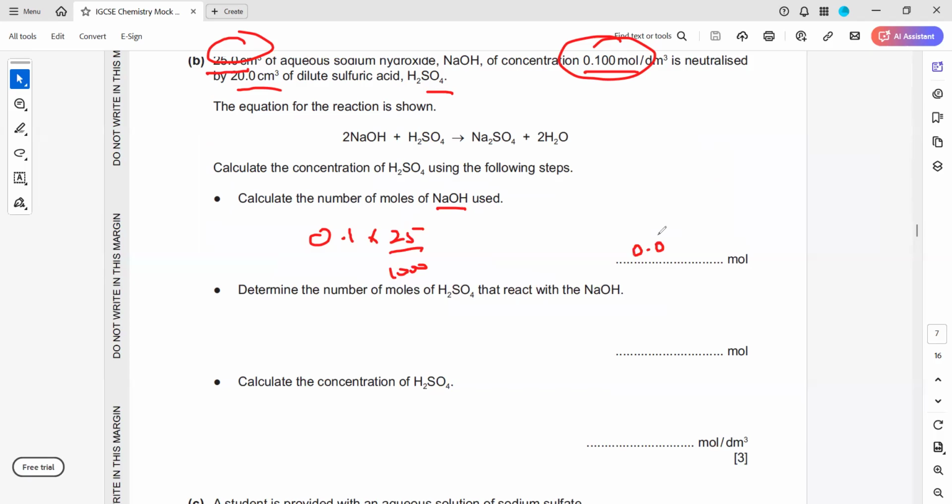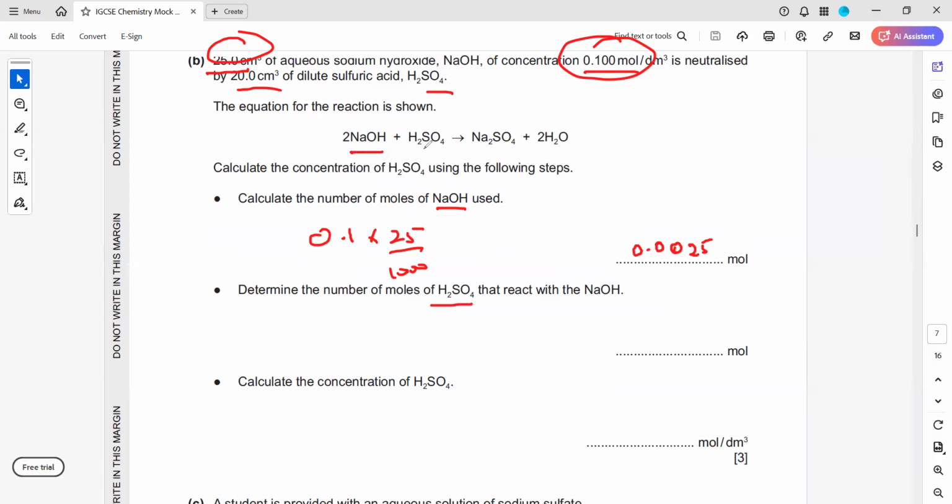0.1 times 25 divided by 1000. 0.0625. No. Oh, this is the B third part. 25 times 2.5 multiplied by 10 to the power minus 3. Yeah, 0.0025. That's the third part. Determine the number of moles of sulfuric acid.